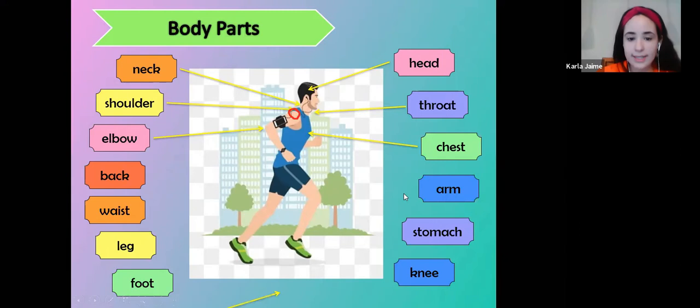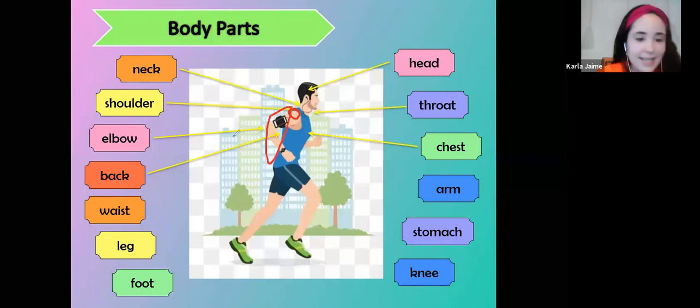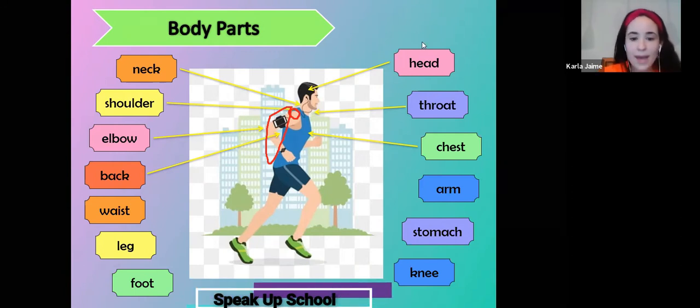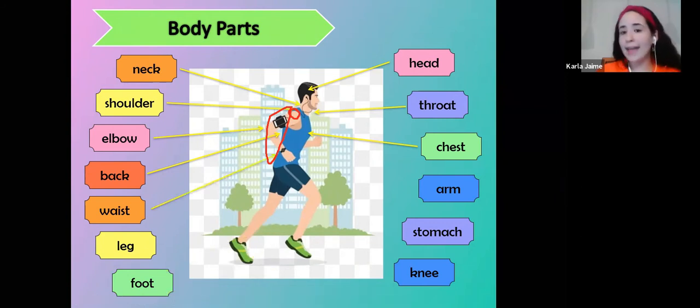Right? So let's go ahead and continue. Then you have your back, okay? Your back is this whole part. La espalda, okay? This is your back. Then we have the waist. Wait, let me see which is next. So you have your waist, okay? Your waist is right below your chest. Abajito de el pecho, you have your waist, que es la cintura. Okay, that is your waist.